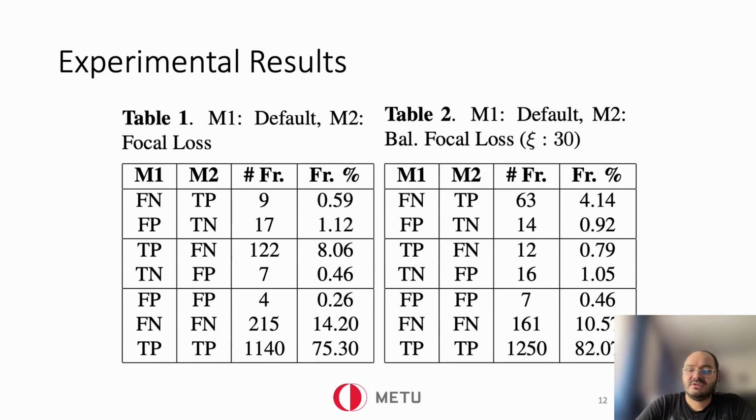And here are some of our results. In these tables, the first two rows show the percentage of frames where the second method is better, and the second two rows show the frames where the first method is better. Table 1 compares the original YOLO v5 loss and the original focal loss function. As you can see, the original YOLO v5 cross entropy loss works better than the original focal loss by 6% due to the reasons I have tried to explain before. On the other hand, when we use balanced focal loss, as in table 2, the performance of YOLO v5 increases by 3% with respect to the original cross entropy loss.